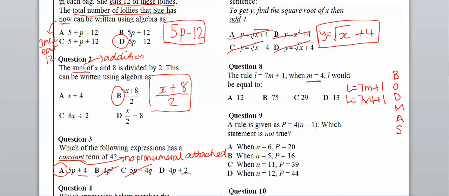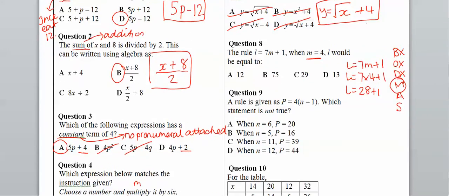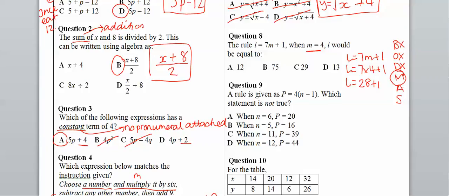BODMAS. So we don't have any brackets, so we don't worry about that. We don't have any ofs, so we don't do that. Next is division. There's no division. So we've got multiplication. So first we do a multiplication of 7 times 4, which equals 28. So L equals 28 plus 1. Okay, and then we do our addition, which is next. So L equals 29. So our answer must be C.